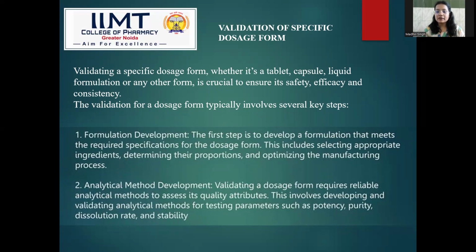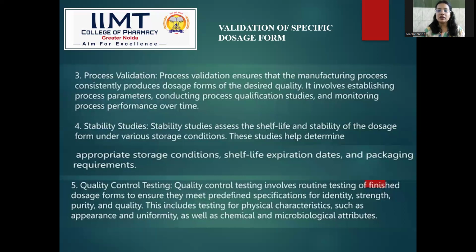Then next point is analytical method development. Analytical method development: basically validating a dosage form requires reliable analytical method to assess its quality attribute. This involves developing and validating analytical methods for testing parameters such as purity, potency, stability, dissolution rate, disintegration rate, etc. Next is process validation. Process validation assures that the manufacturing process consistently produces dosage form of the desired quality. It involves establishing process parameter, conducting process qualification studies, and monitoring process performance over time.